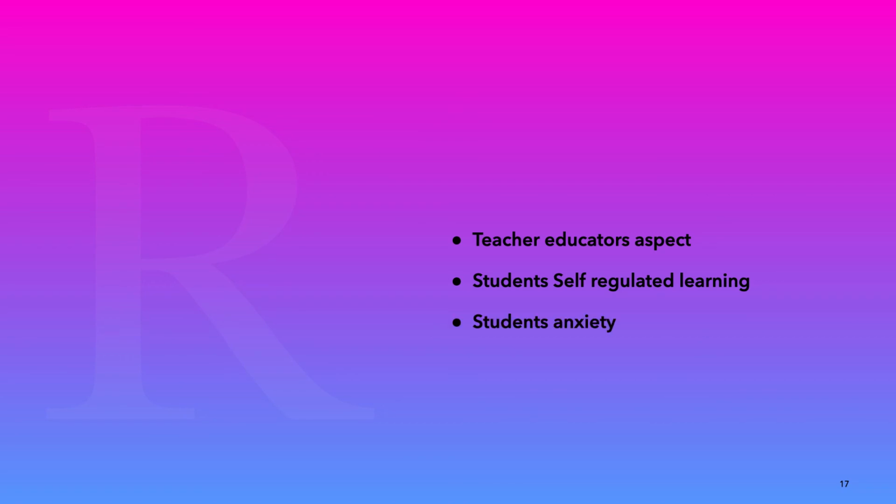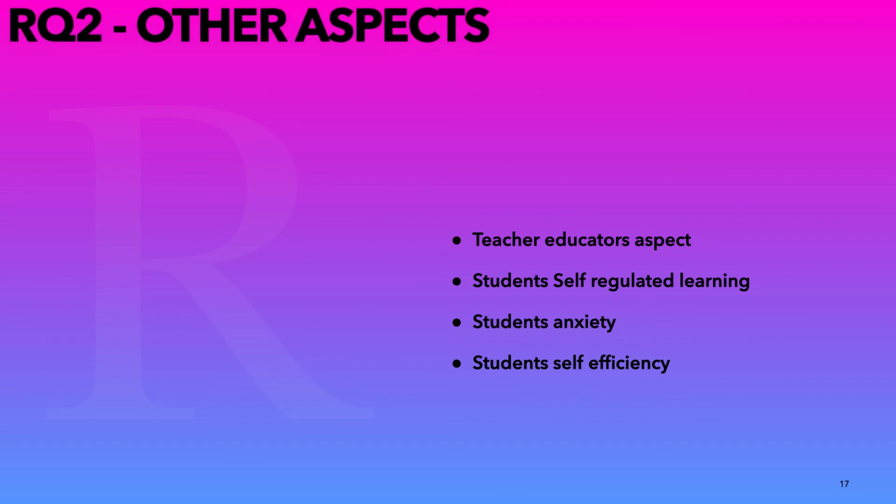Finally, there were 10 articles with other aspects of flipped classroom. Teacher-educators' aspect, students' self-regulated learning, students' anxiety, and students' self-efficacy. This is further described on page 17 and 18.